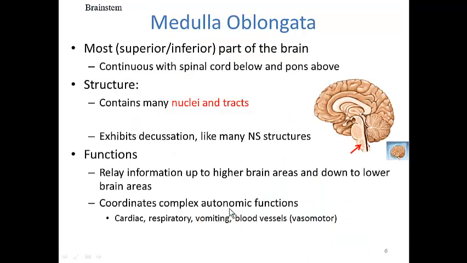So we're going to start at the bottom and work our way up. So the medulla oblongata is the most inferior part of the brain. It's continuous with the spinal cord below it and the pons above it. In terms of its structure, it contains many nuclei and tracts.